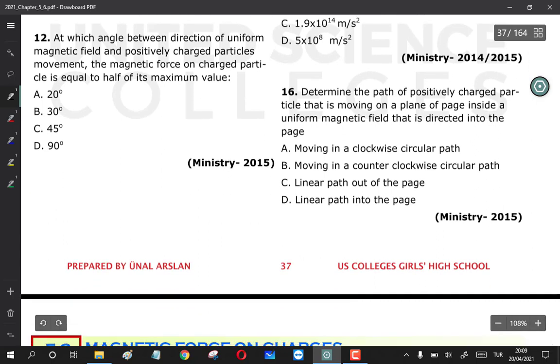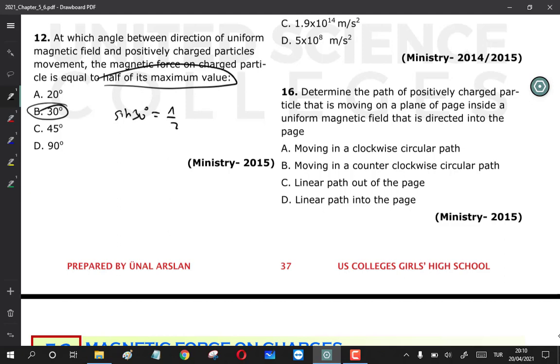Question number 12. At which angle between the direction of a uniform magnetic field and a positively charged particle's movement does the magnetic force on the charged particle equal half of its maximum value? There is a specific angle, 30 degrees, because sine 30 is 1/2. So its force is going to be half of the maximum magnetic force.